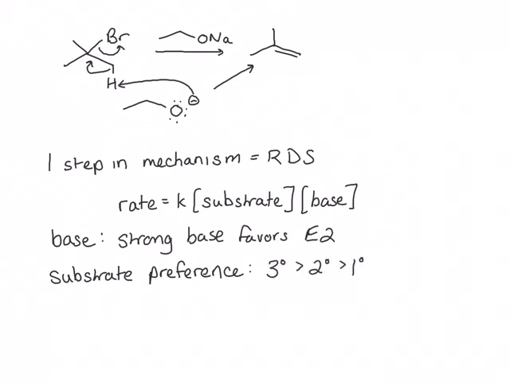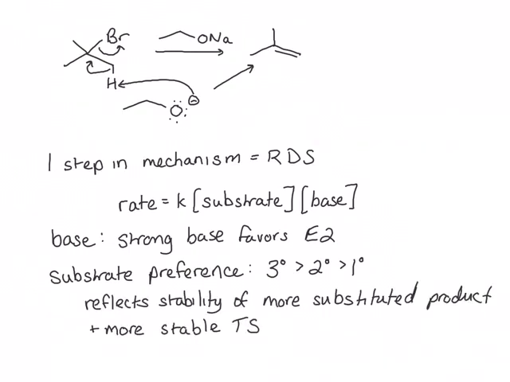This reflects the stability of the more substituted alkene product, and therefore the more stable transition state. Again, remember that methyl substrates cannot react in elimination reactions because there is no proton on a carbon next to the carbon with the leaving group.